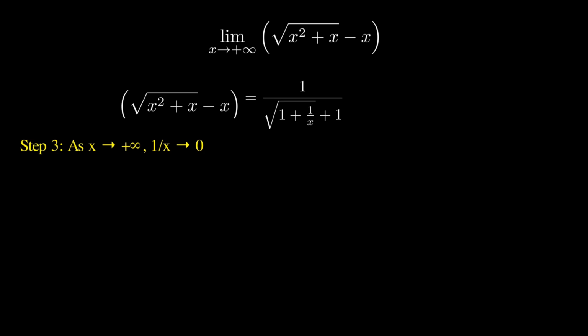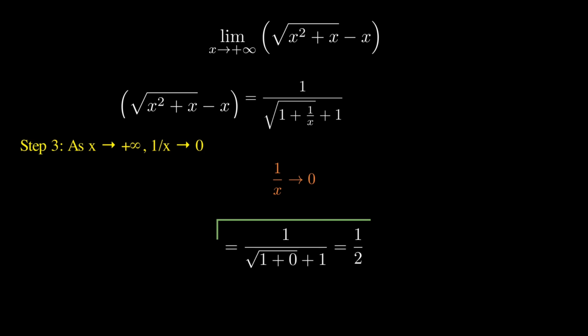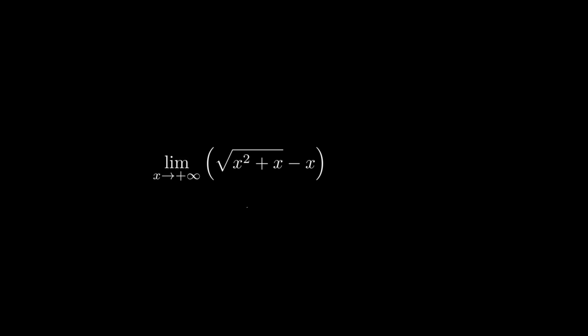As x approaches infinity, 1 over x approaches 0. So the square root of 1 plus 0 equals 1, and we get 1 over 1 plus 1, which equals 1 over 2. Therefore, the limit as x approaches positive infinity of the square root of x squared plus x minus x equals 1/2.